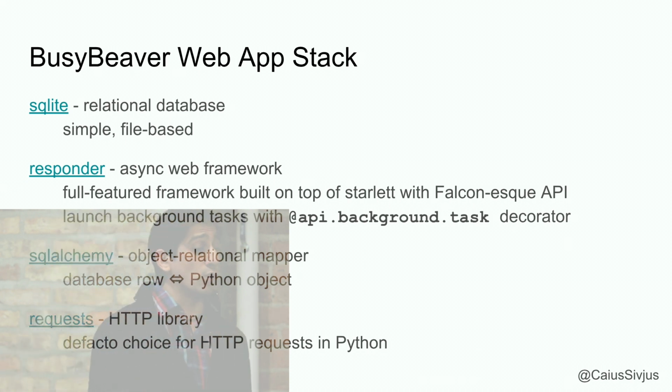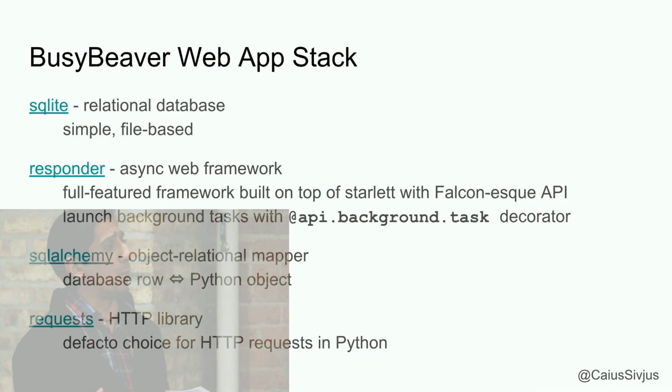So we're using SQLite as a relational data backend. So it's just a simple file-based backend. It works. It's really easy to use. It's a good way to get started. We might move to Postgres later on. We're using Responder as our web framework. And Responder is a full-featured web framework built on top of Starlette. And it has an API that's very similar to Falcon. I really like Falcon, so this is one of the things I was really looking forward to in a framework.